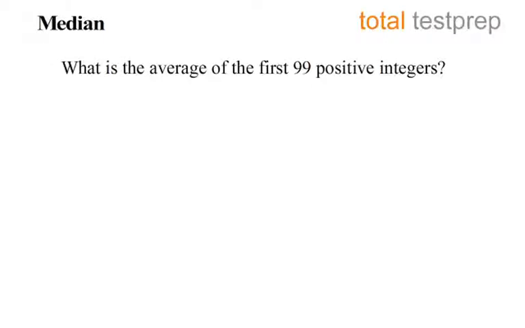And finally, let's take a look at this question. What is the average of the first 99 positive integers? So once again, because we're dealing with the first 99 positive integers, we're dealing with a set of consecutive numbers. So in order to find the average, we can find the median. It's a lot easier to find the median here than it is actually to add all the 99 positive integers and then divide by 99.